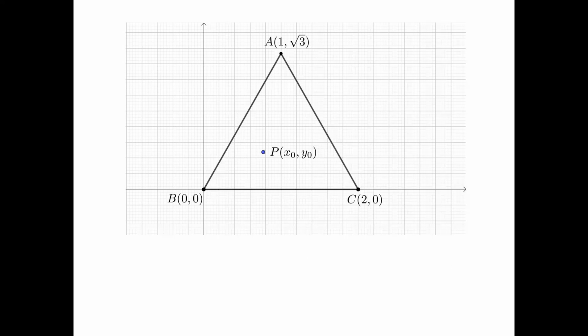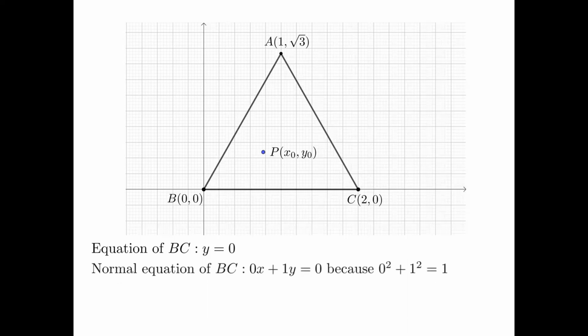Now, let's establish the equations for the three sides. We go with BC first. The equation for BC is y equals 0, the x-axis. The normal form of the equation is exactly the same one, 0x plus 1y equals 0, because 0 squared plus 1 squared equals 1. If you are not familiar with the normal form of a linear equation, please watch my previous video.